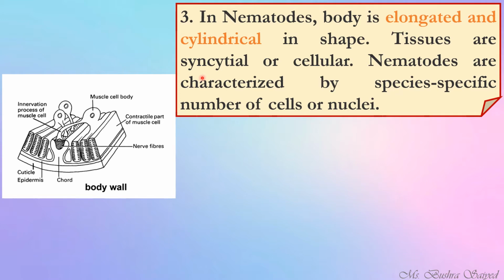It means that if more than one cell fuses together, it forms a huge multinucleate cell, that is a syncytial cell, or it is cellular. The different cells are joined and the tissue is formed. Nematodes have a species-specific number of cells or nuclei. It means that different species have a different number of nuclei as well as cells.